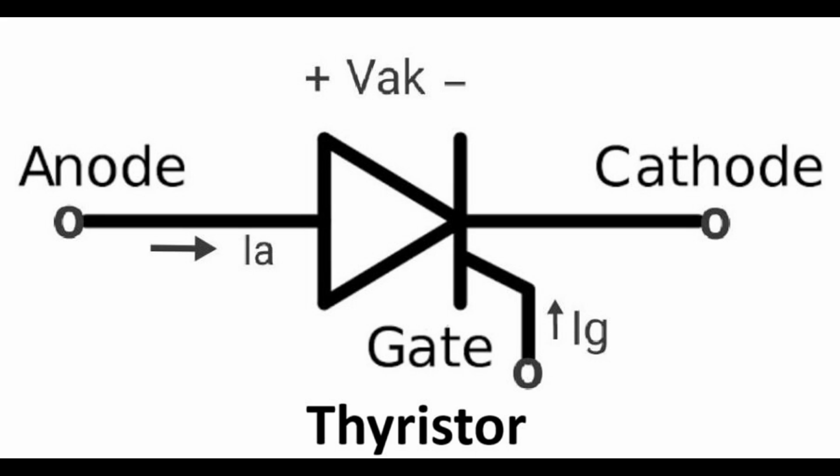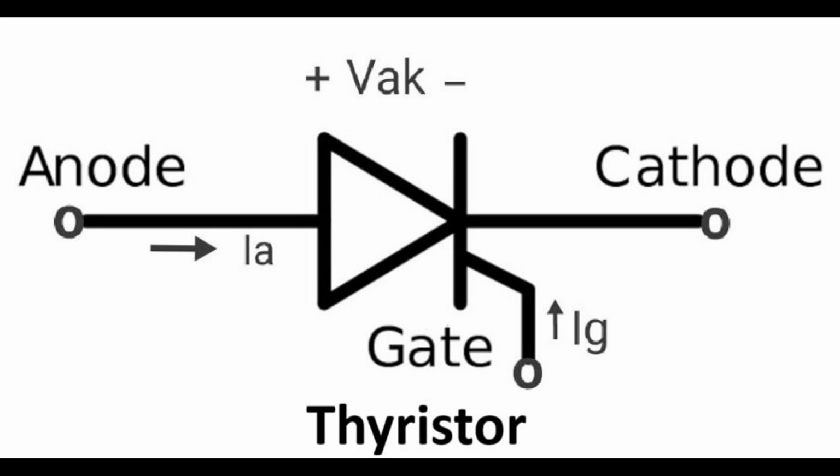A triac, triode for alternating current, is a type of thyristor used to control AC power. Unlike an SCR, which is unidirectional, a triac can conduct current in both directions when triggered. This makes it especially useful for AC applications where bidirectional control is required.